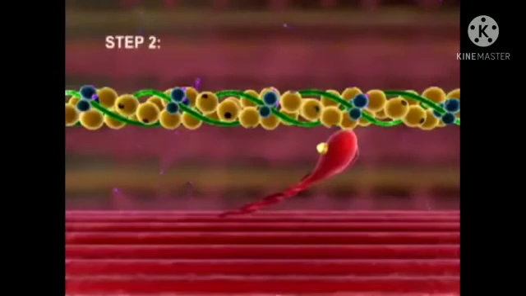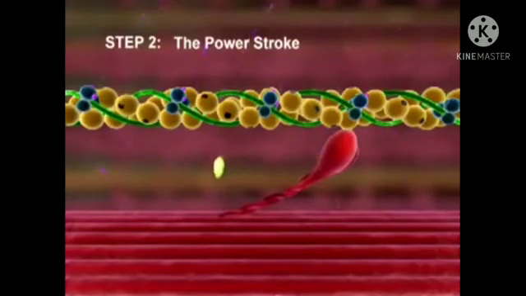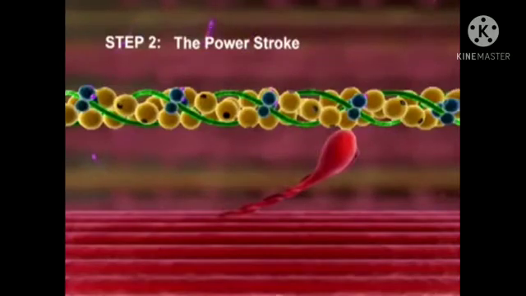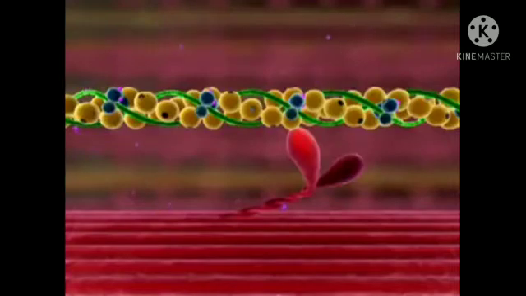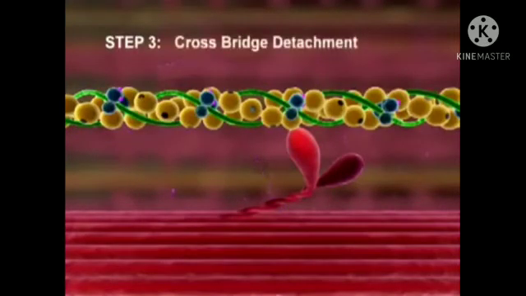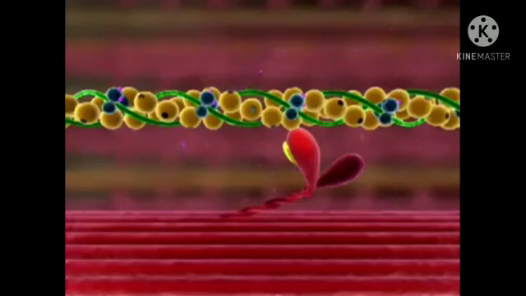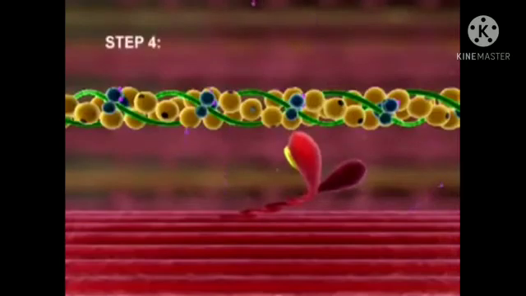Second step is the power stroke. ADP is released and this causes the activated myosin to slide the thin myofilament to the center of the sarcomere. Third step is cross-bridge detachment. When another ATP binds to the myosin, the link between the myosin head and actin weakens and the myosin head detaches.